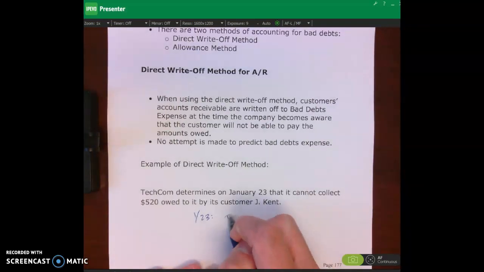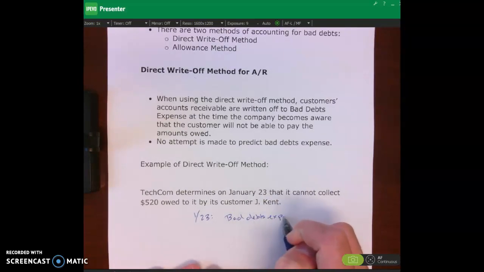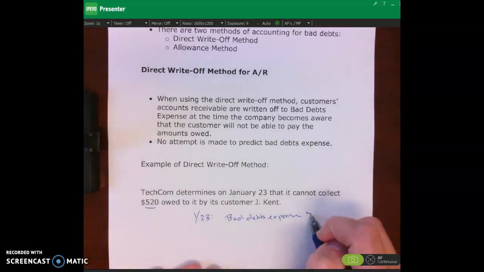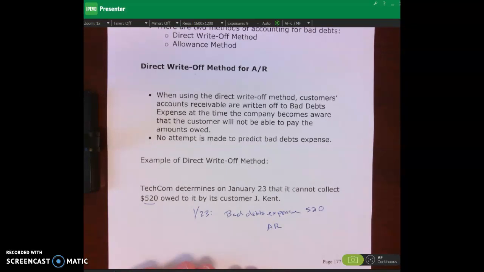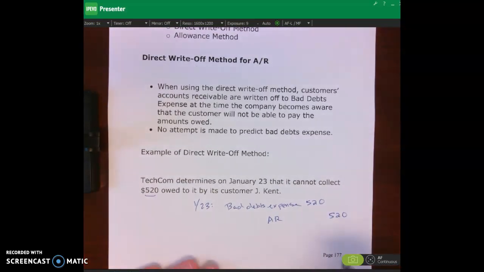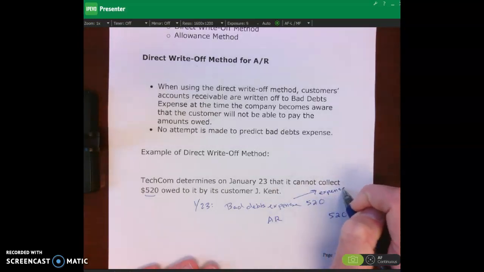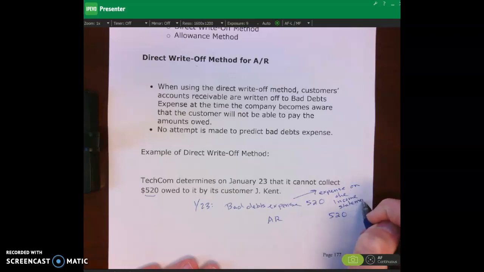Okay? And what do we do? We're going to debit bad debts expense for the amount that they still owe us that they're never going to pay us, $520. And then I will credit accounts receivable. Remember, my abbreviation for accounts receivable is AR, $520. This bad debts expense is an expense on the income statement. Okay? It's another expense on the income statement.